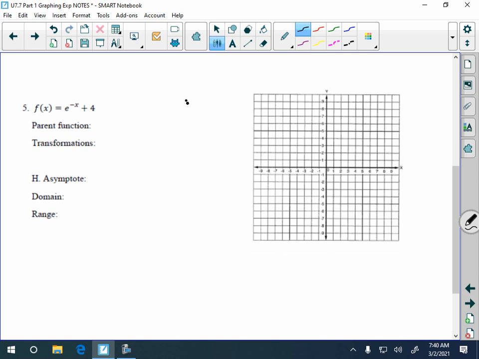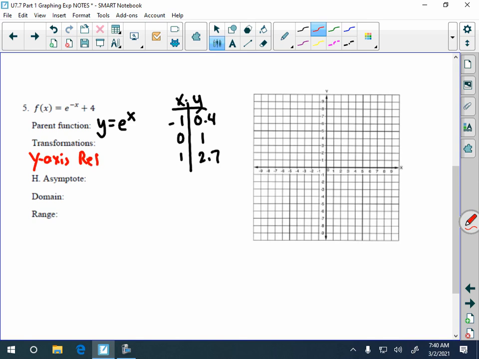Okay, so just like before, negative 1, 0, and 1. Our parent function, e to the x. Our y values, just like before. Our transformation looks like it's going to be a y-axis reflection, up 4.